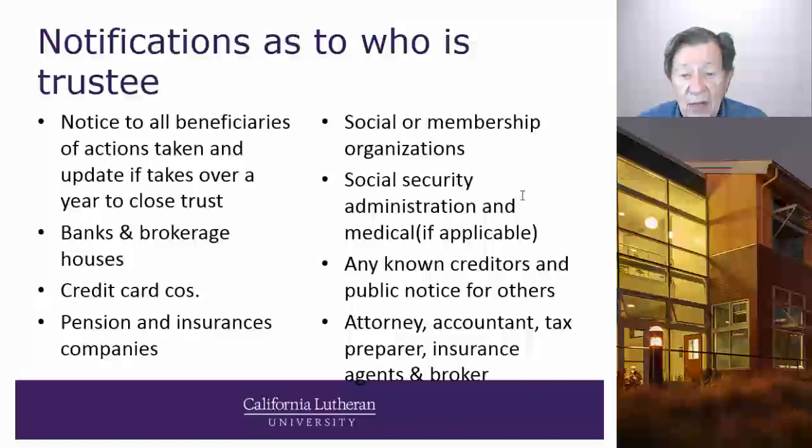Make sure you notify the bank and brokerage houses that you're the trustee because you have legal title. The credit card companies have to be notified. Again, legal title. Pension, insurance companies, social or membership organizations, Social Security Administration, and Medicare. Medical could include Medicare or Obamacare. Any known creditors and public notices for others. Notifying the accountants, the attorneys, the tax preparers, insurance agents, brokers, banks, etc.